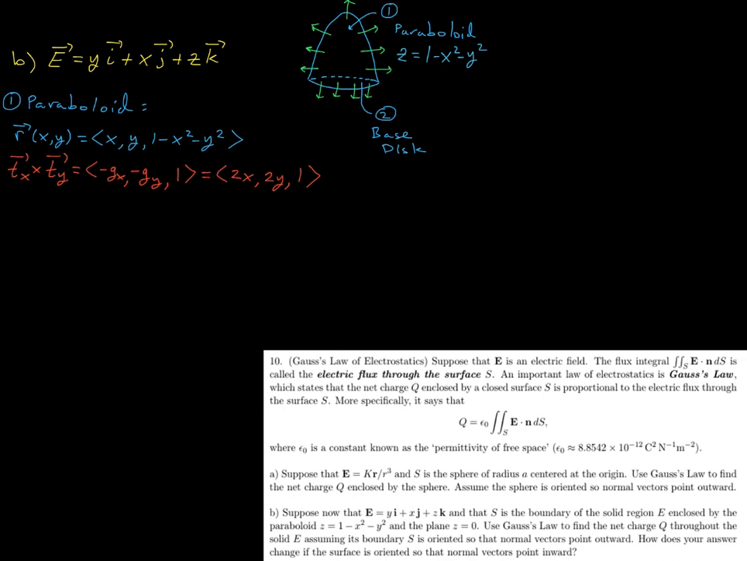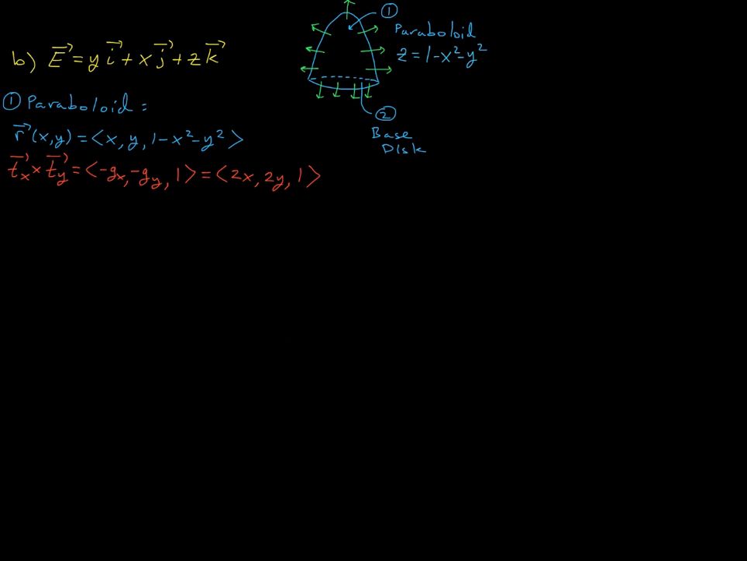All right, so I'm going to get rid of this here, make a little more space. Here is the normal vector, tx cross ty, so that's just minus gx, minus gy, 1. And in this case, that's 2x, 2y, 1, so not too bad there.